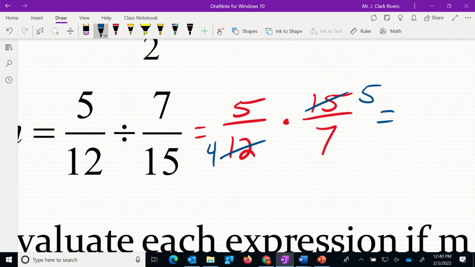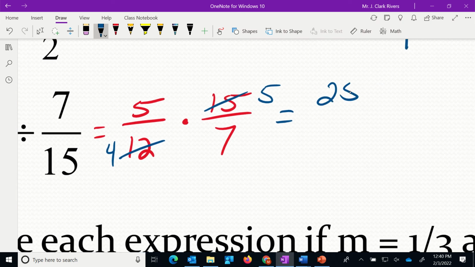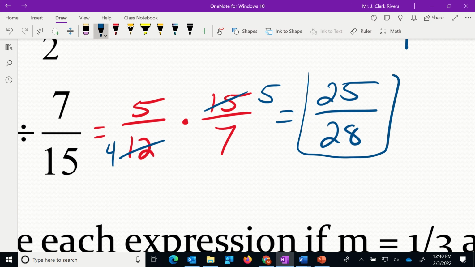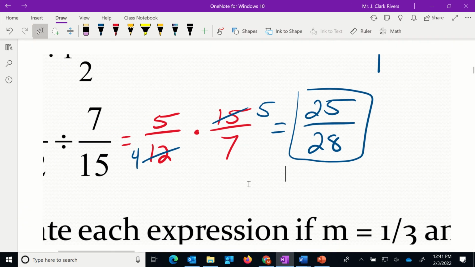Nope, that's it. What's 5 times 5? 25. 25 over, what's 4 times 7? 28. Now, if we simplified fully on the front end correctly, we shouldn't have to simplify this, and we did simplify it fully, so 25/28 cannot be simplified, or already is simplified, I should say.